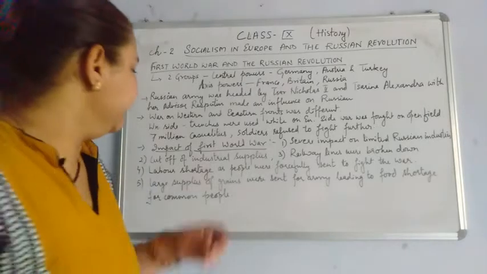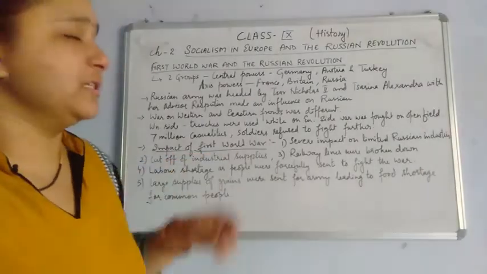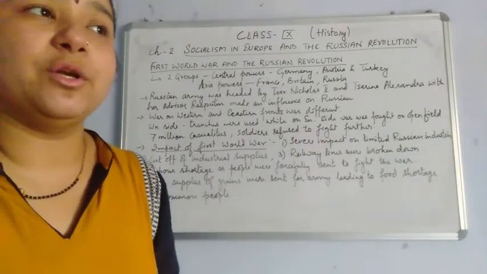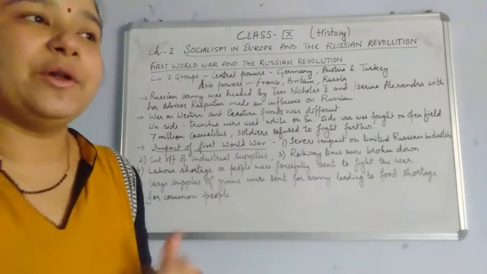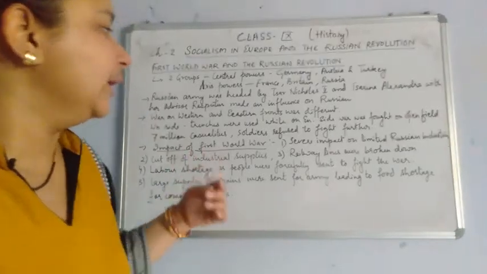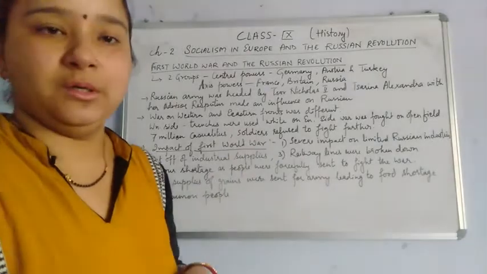war, right? Then cut off of industrial supplies, industrial goods का अब एक कट ऑफ हो गया because of war. Regular production नहीं हो रहा था to meet the demand of the public. So this happened. Railway lines were broken down.